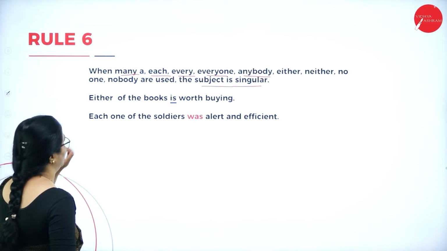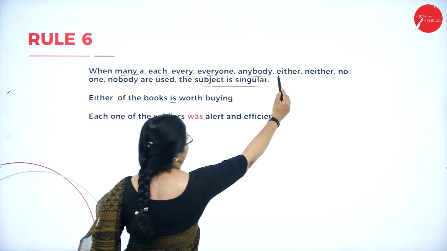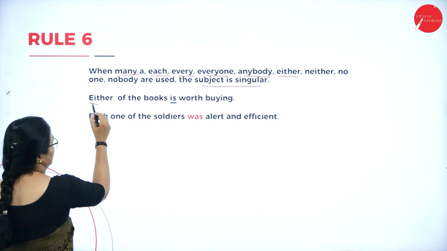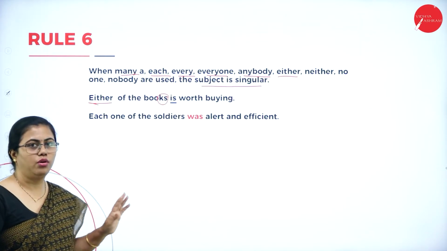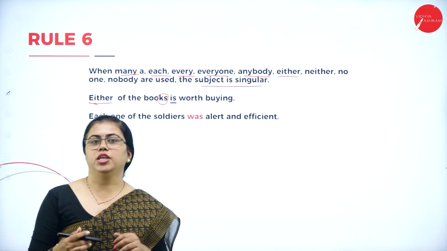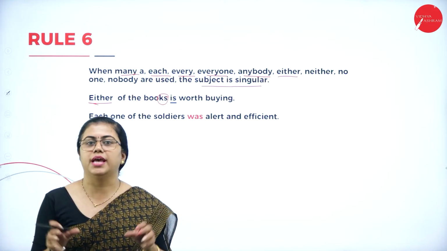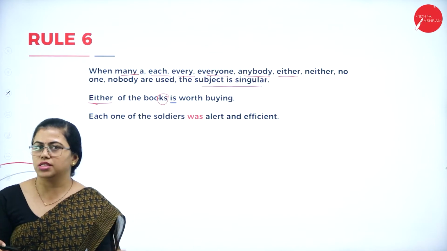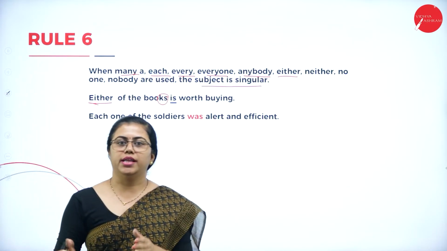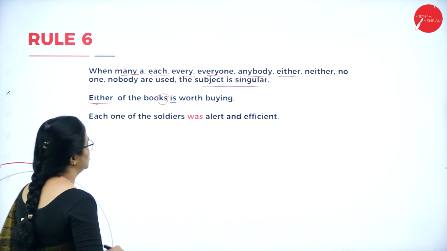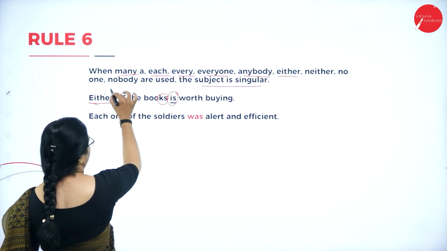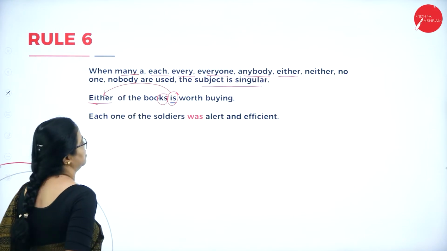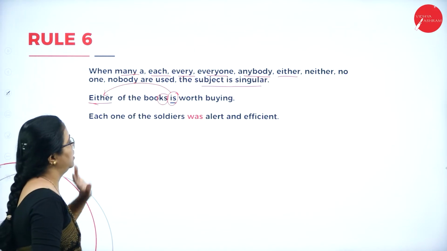Okay, see here, as I said, either has to be there. Either is there, but I'm talking about books, so it is not plural, it is singular only. Either of books means I have 2 books, this one or this one. Any one is the option there. So here you can see, either of the books is worth reading. That is because this is treated as a singular subject. Singular verb is used.